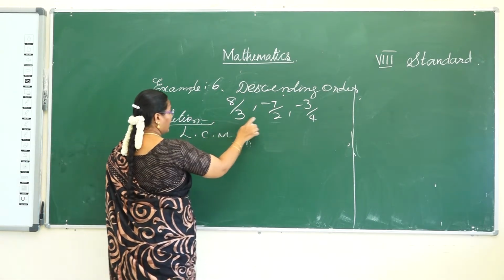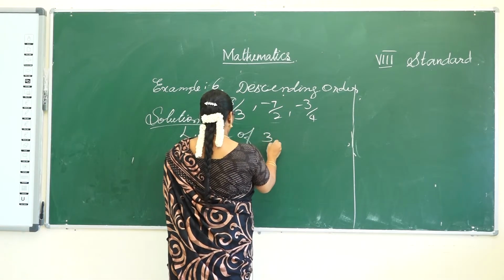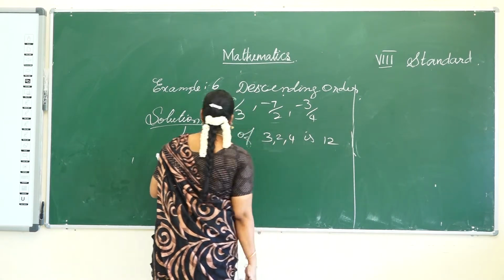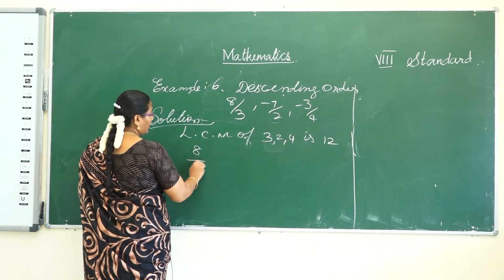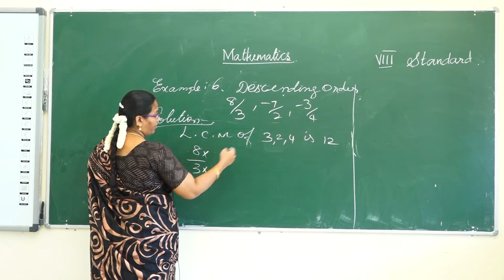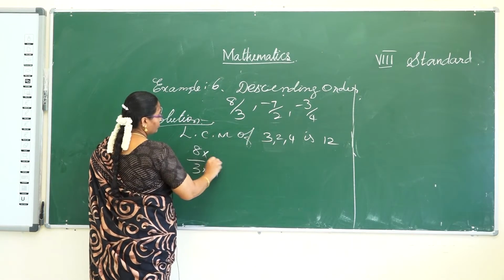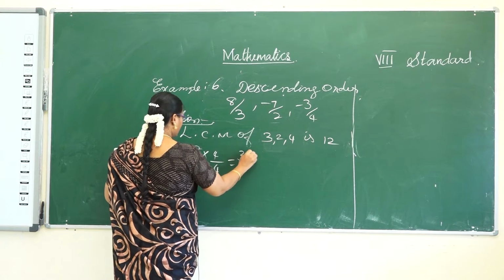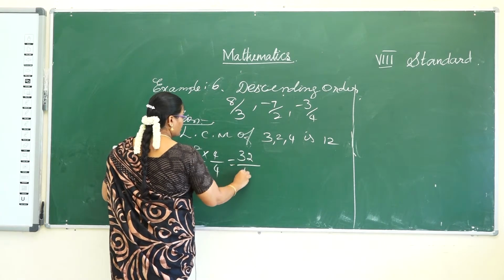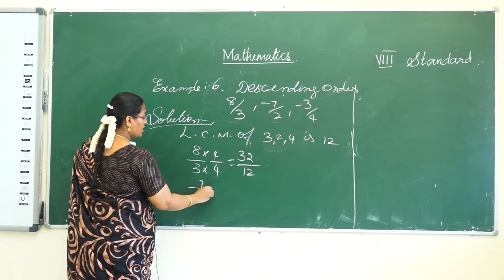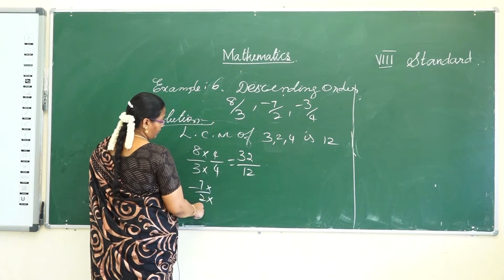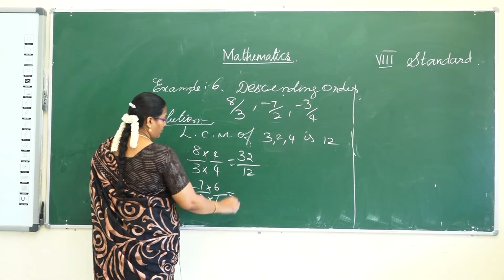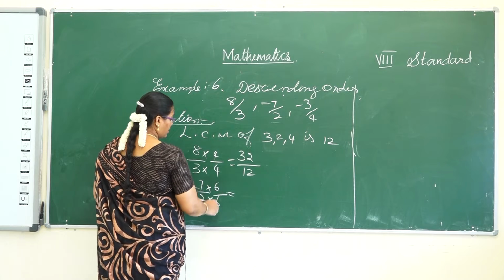first LCM of 3, 2 and 4. LCM of 3, 2 and 4 is 12. Okay. So, 8 by 3, which number multiplied with the denominator gives the value 12? 4. So, the same number also multiplies the numerator: 8 4s are 32, 3 4s are 12. And next one, the number 7 by 2, it is multiplied by which number? 6. So, the same number also multiplies the numerator. So, 7 6s are 42.